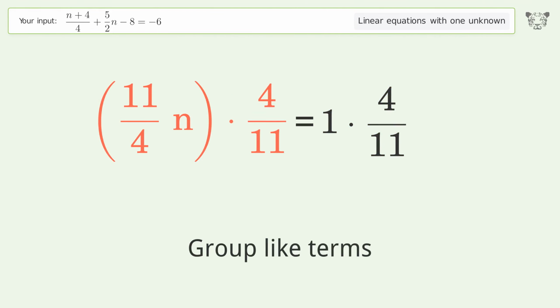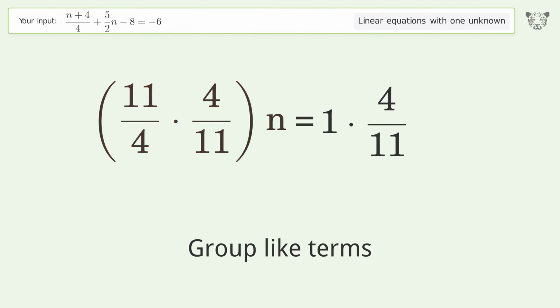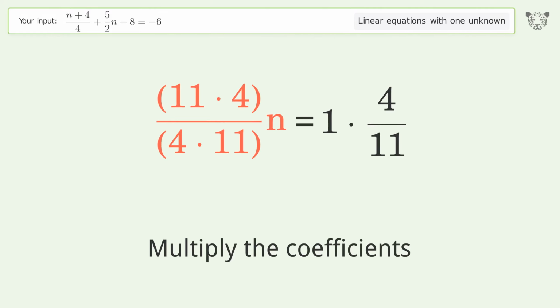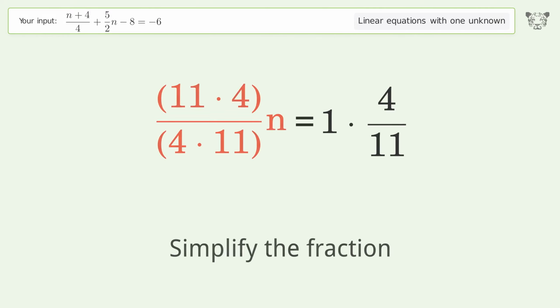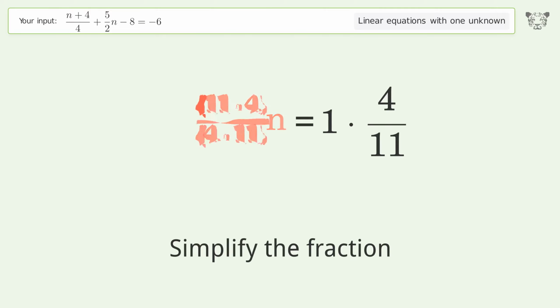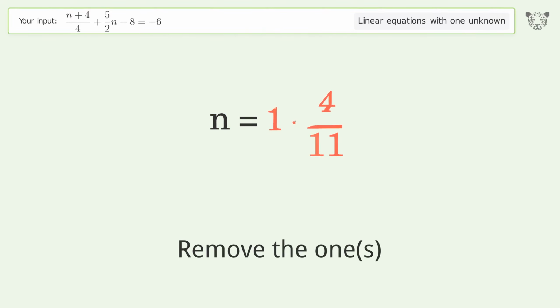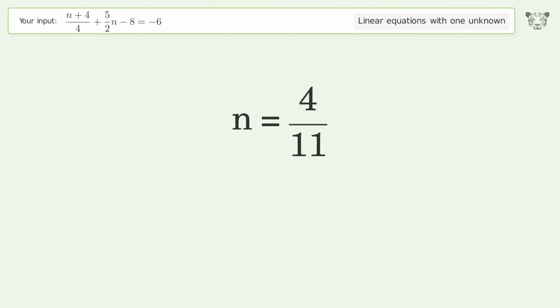Group like terms. Multiply the coefficients. Simplify the fraction. Remove the ones. And so the final result is n=4/11.